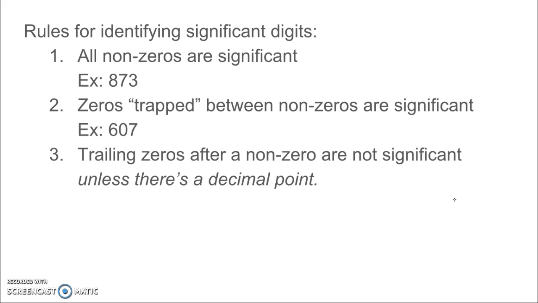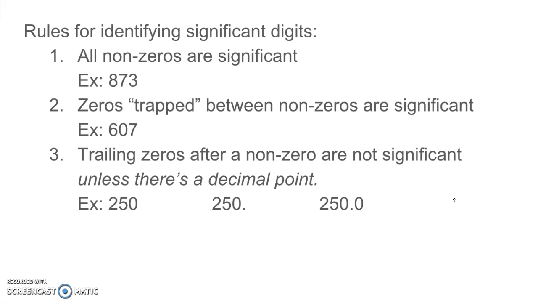Now, rules 1 and 2, those are pretty easy to get for most students. Rule 3 is where it especially gets tripped up a lot. Trailing zeros, meaning any 0 that follows a non-zero, are not significant unless there is a decimal point. So to help with this example, I have 3 numbers: 250, 250., and 250.0.